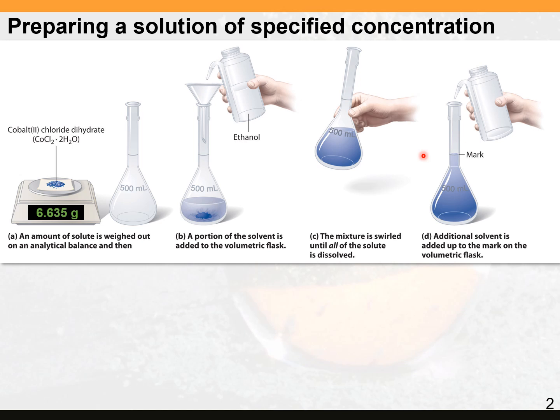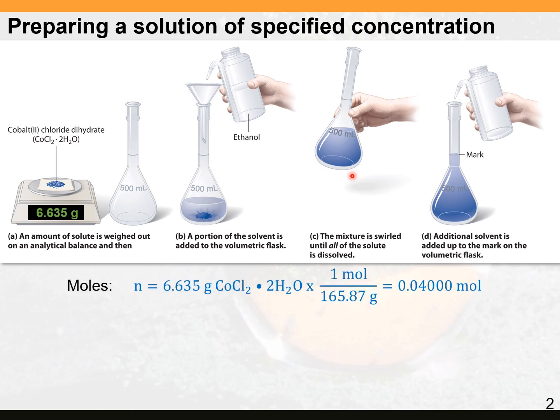A couple of conversions are needed before calculating molarity. First, from the mass data, the number of moles of solute is calculated. The conversion factor is the molar mass of cobalt-2 chloride dihydrate.